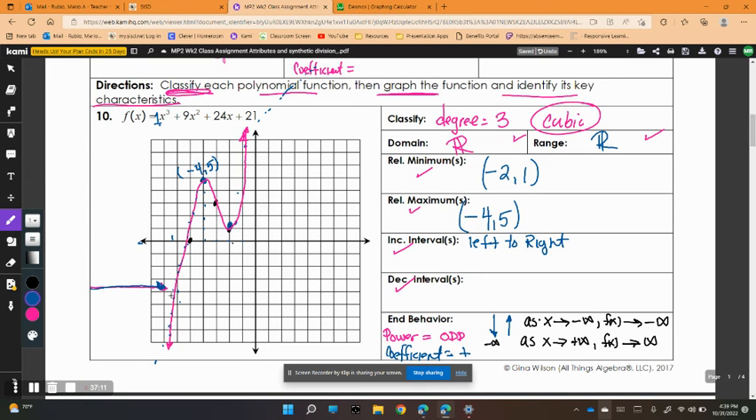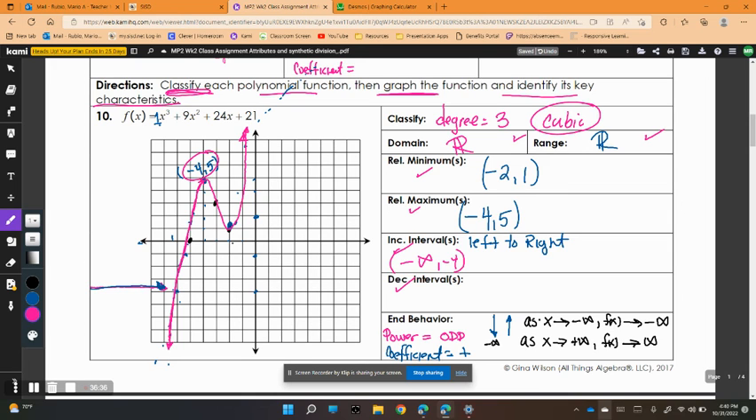So look, right here, this point is at negative 1, this point is at 2, this point is at 3, and this point is at 5. As we're moving along the graph in this direction, we see that the y values are getting bigger. So that's an increasing interval: from negative infinity up until this point right here, negative 4, comma 5, the graph is increasing.